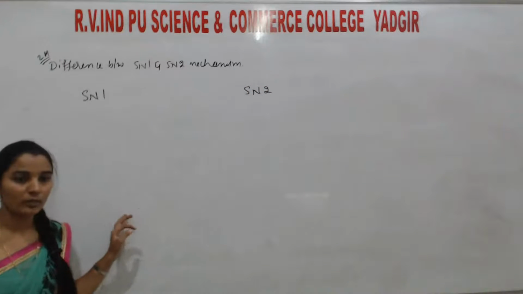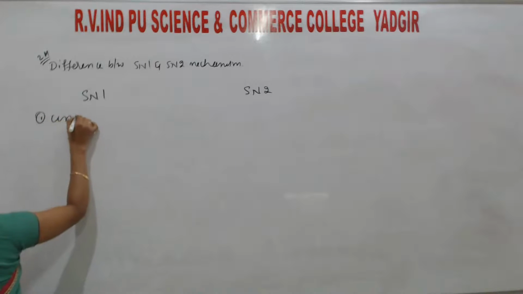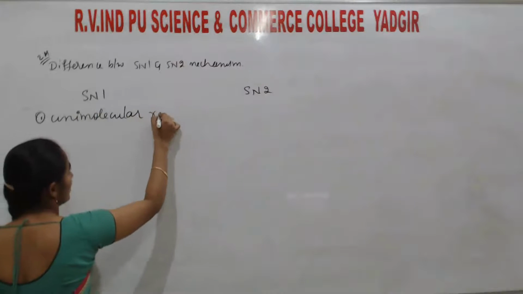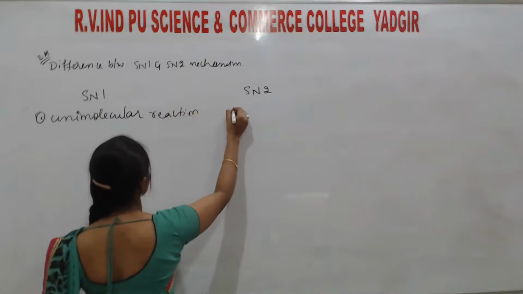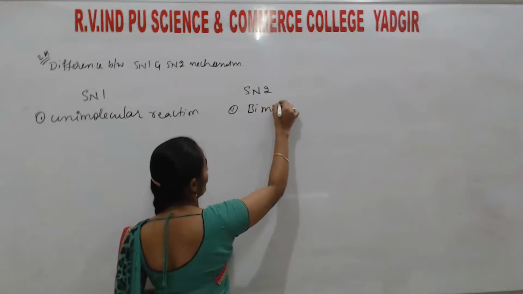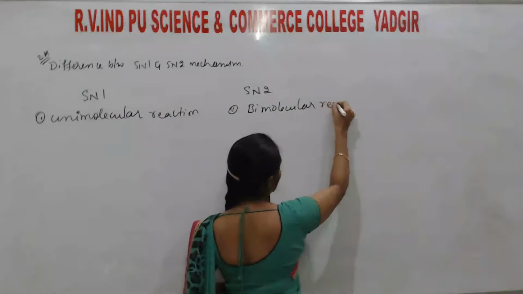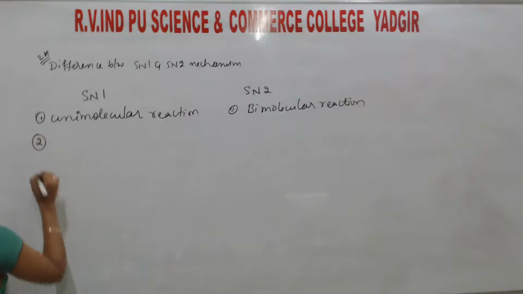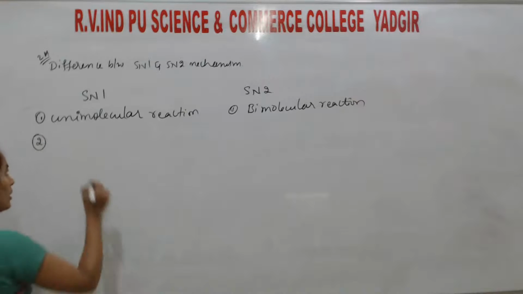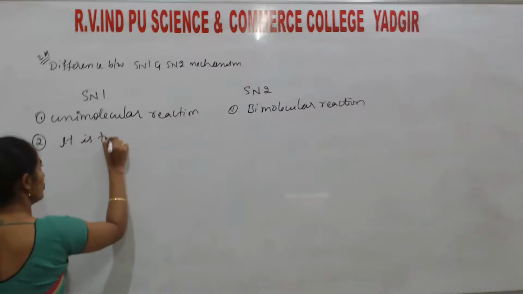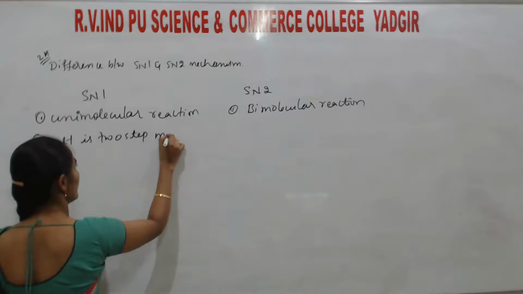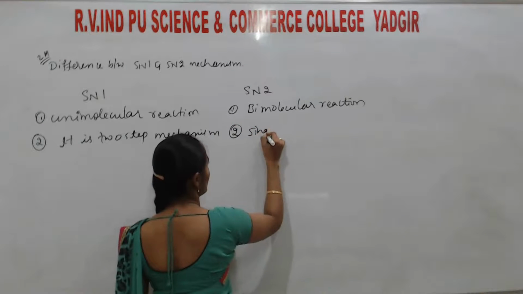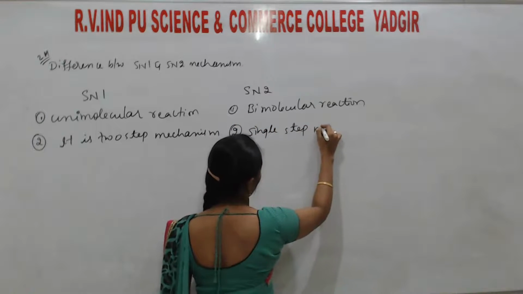So students, the SN1 mechanism is a unimolecular reaction. So this one is of course a bimolecular reaction or mechanism. Okay. So the SN1 mechanism consists of how many steps? It is a two-step mechanism. And of course this one, a single step mechanism.